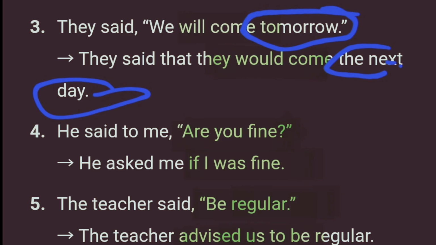Now, next one, the teacher said, be regular. So here given that the teacher advised us to be regular. So here advised we will use.